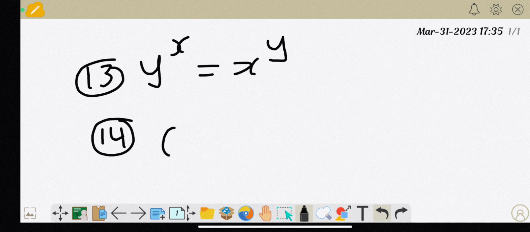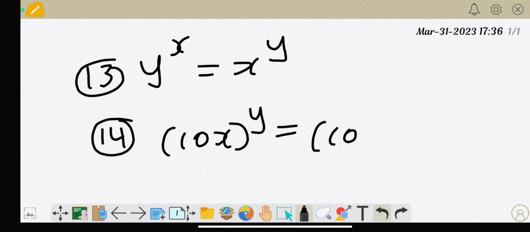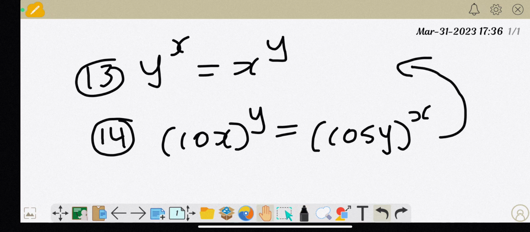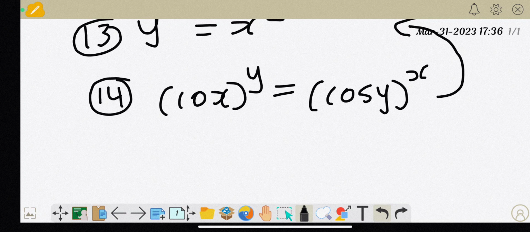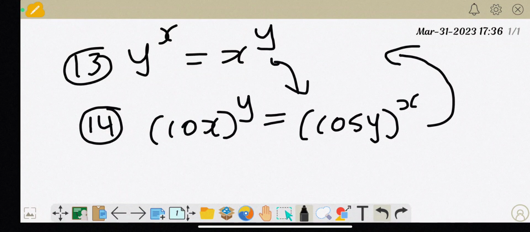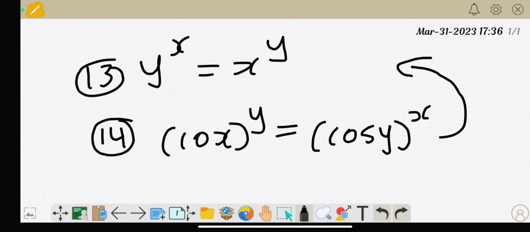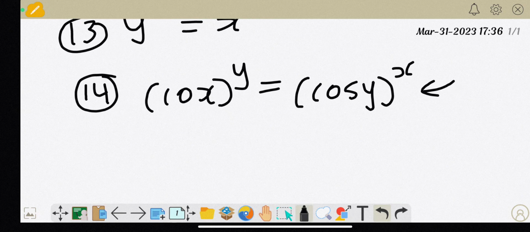Question number 14 is cos x to the power y is equal to cos y to the power x. Correct. This is also of similar type, right? So here also the same approach you have to follow. Apply log on both sides. Then solve it. You will get the answer. Should I solve this? Or will you try? No, we can try. Okay.